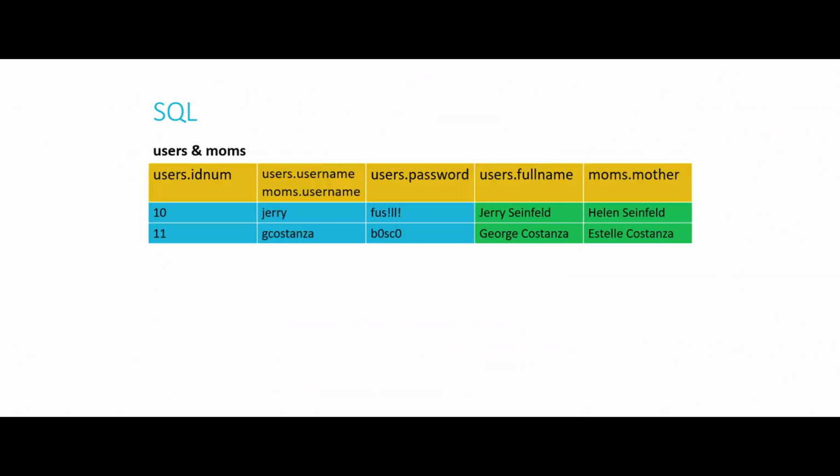But remember that this query, we didn't want everything. It wasn't select star from users join moms where users.username equals moms.username. We just want the full name and the mother's name. And so that's what we extract. And so that really long query just results in us getting this set of information, users.fullname and moms.mother, for every row in both tables where the username happens to be the same.